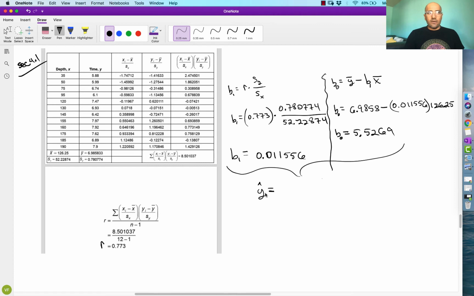Okay, so now we get to bring that all together into my Y hat value, the best fit line, the least sum of squared residuals line, which is equal to the b sub 1 value, x, plus the b sub naught value. So y hat equals approximately 0.011556 x plus 5.5269.